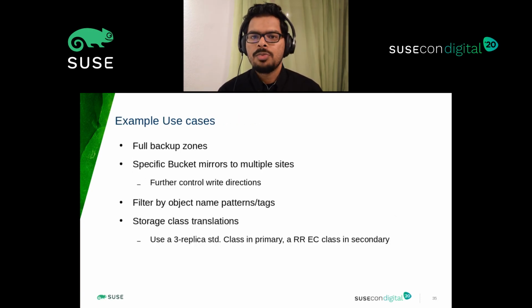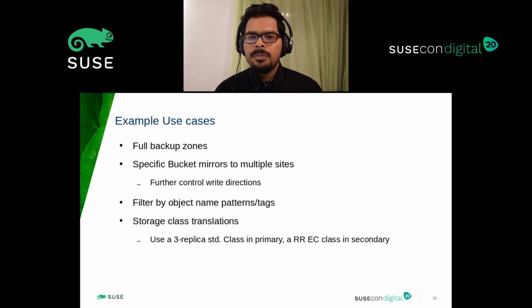One is a full backup zone, which is already currently supported, but you also have more fine-grained control. You can have a unidirectional sync that says you're only syncing in one direction, so the data is not written to the remote site, but only written at the local site and then backed up to the remote site. And you can be more creative and filter the sync based on certain object name patterns or bucket name patterns, or on certain tags on the objects. For example, you would say that objects with the tag backup equals true are the only objects that need to be backed up to the remote site.